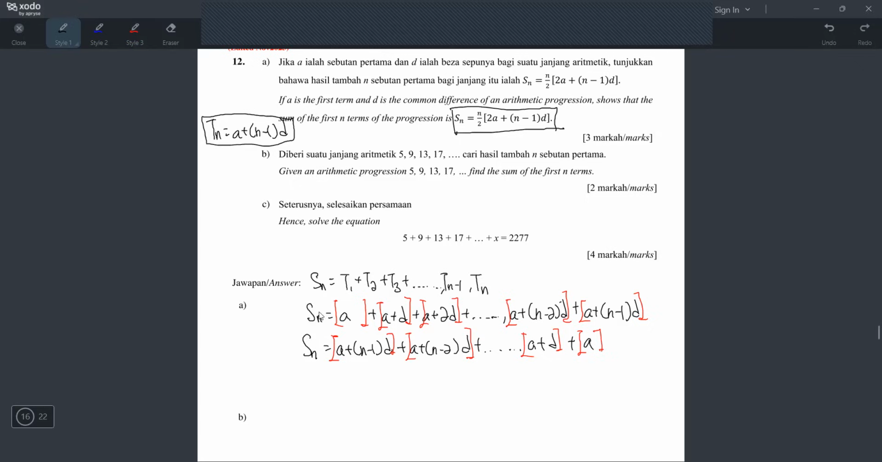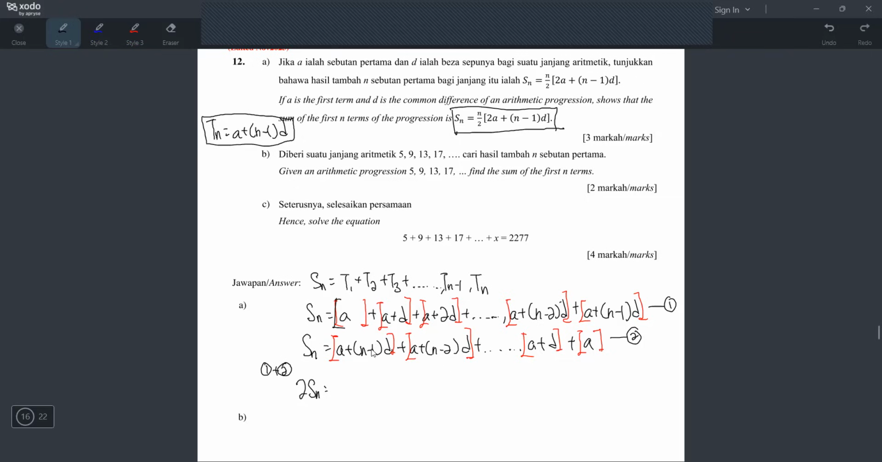So what I will do now is call this equation 1 and this equation 2, and I will combine these two equations. I will take equation 1 plus equation 2. It means I will add them like this. But when I add them, my Sn has to add with Sn also, so it becomes 2Sn. And then I will add this first bracket with the first bracket here.